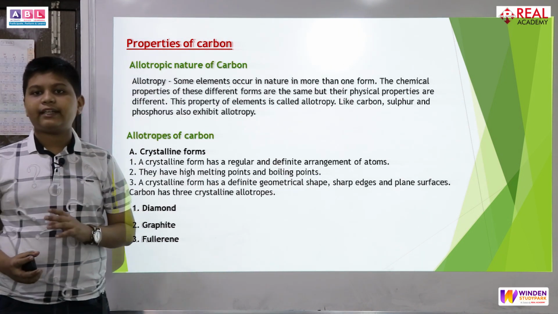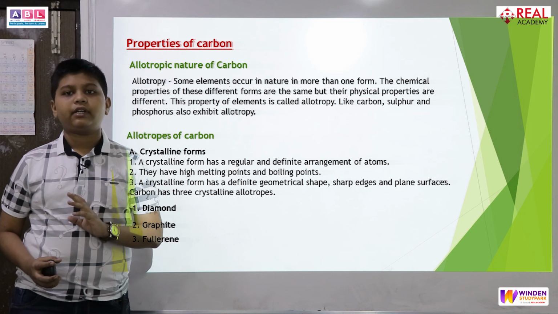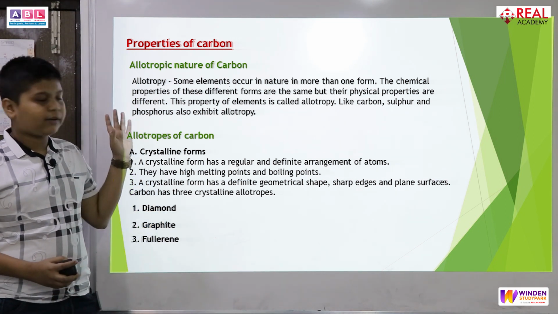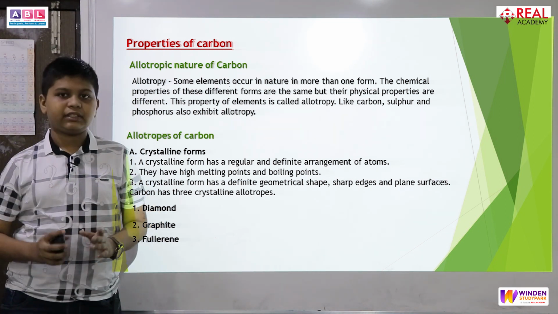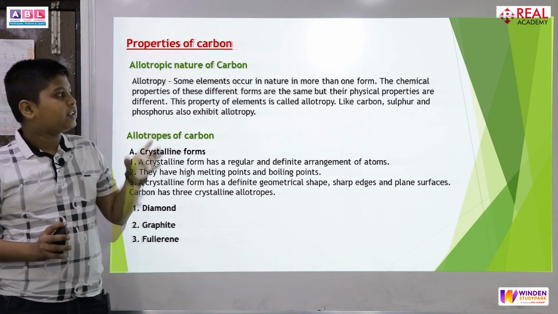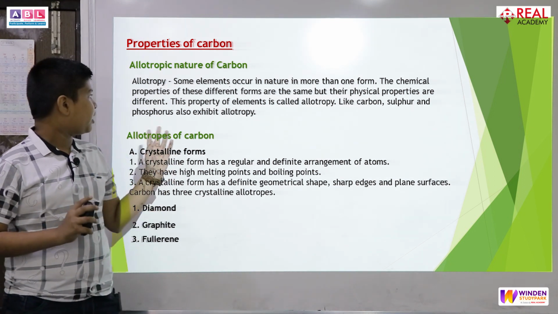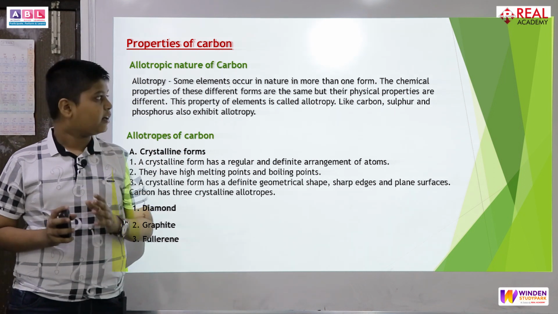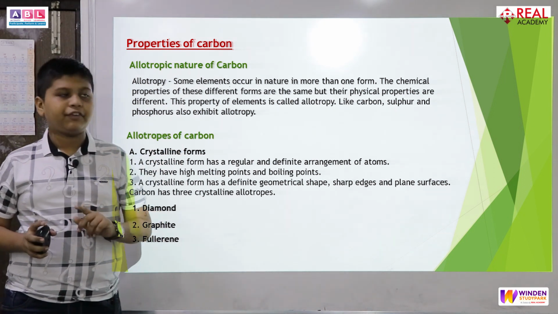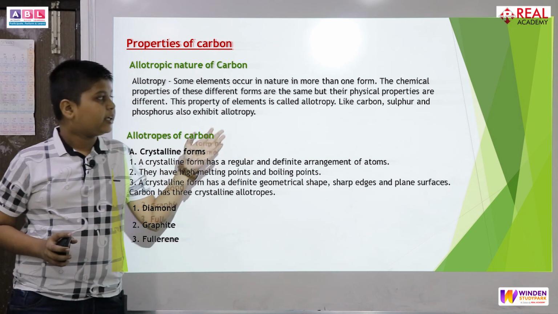Let us move to the next part, that is the properties of carbon. First, carbon is allotropic in nature. Allotropy means some elements occur in nature in more than one form. The chemical properties of these different forms are the same, but the physical properties are different. This property of an element is called allotropy.